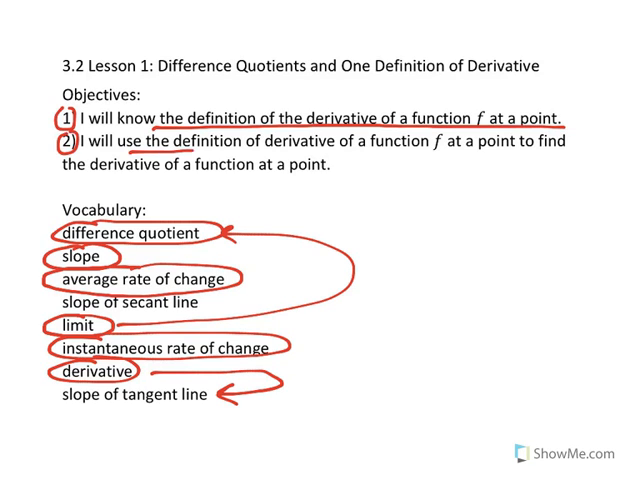We've also seen objective 2. We use the definition of derivative of a function f at a point to find the derivative of a function at a point. We've already seen an example of that. Let's look at another example for objective 2, where we use the definition of derivative of a function f at a point to find the derivative of a function at a point.